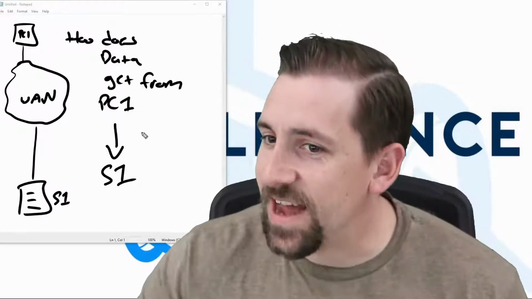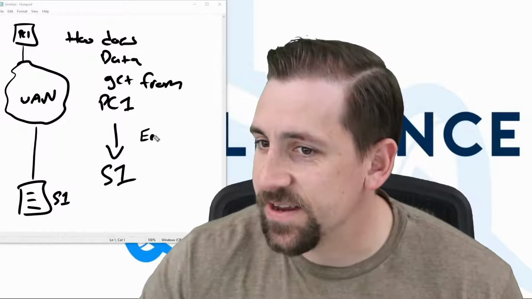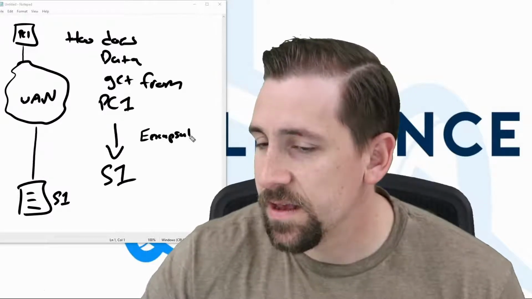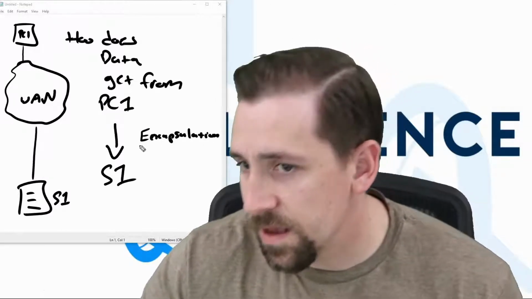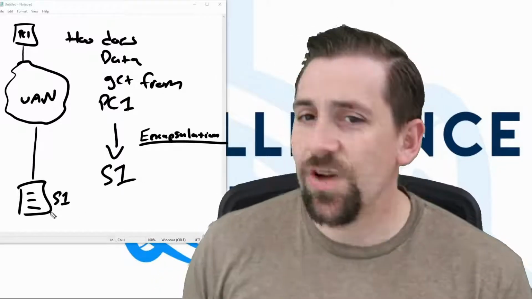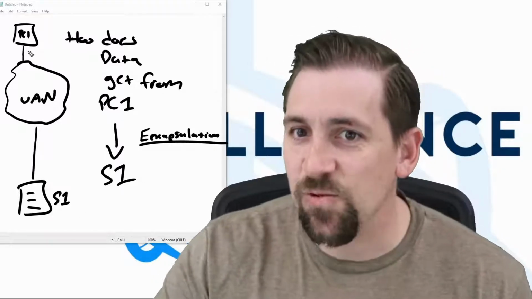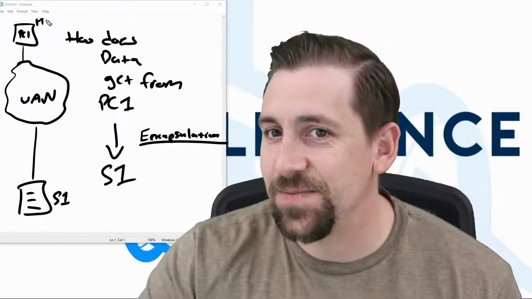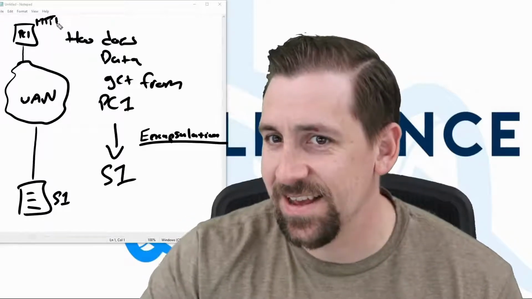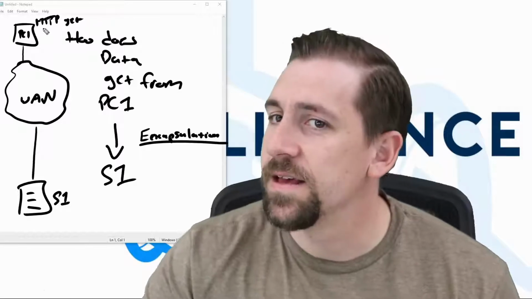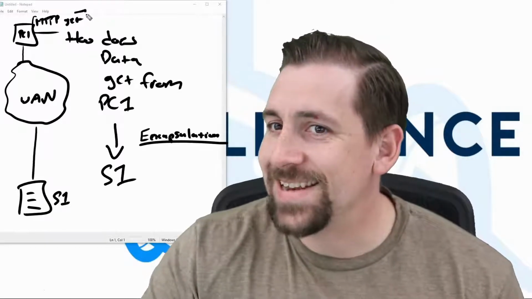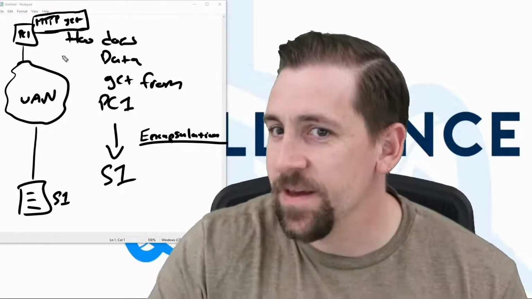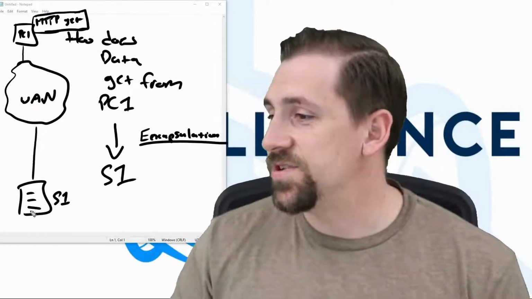And specifically, I'm talking about encapsulation. So how does data get encapsulated by PC1? If I'm making a web request, what I'm actually saying is, how does the HTTP GET request, so this is the application data, get packetized, encapsulated, and sent across the WAN to S1?